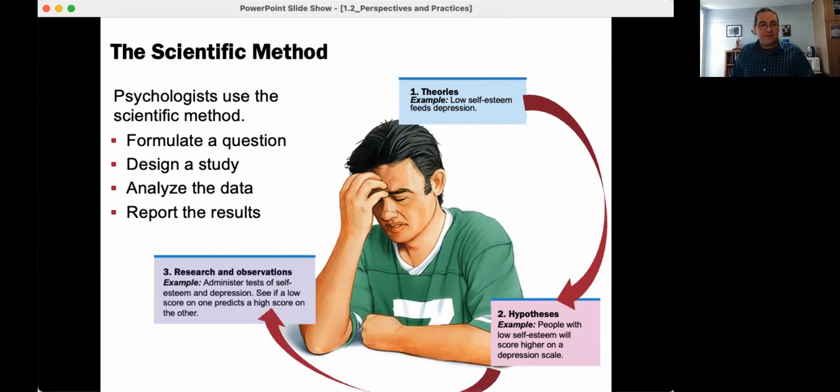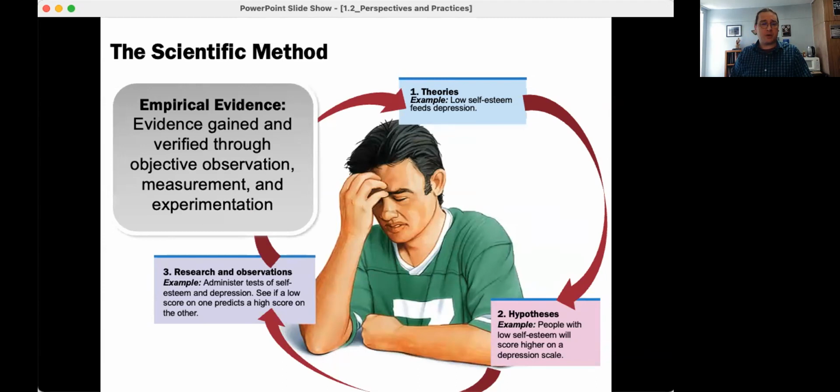Okay. Then after our hypothesis is developed, we research and we use observations, and we can do that through administering tests or surveys. We're going to look at evaluating self-esteem and depression and see if indeed one relates to the other through correlation. Based on that research and those observations, we can make other guesses as to fine-tuning that. For example, if we just did research within our community, we can break out of our small community and perhaps look at other communities to see if the same thing is also occurring. But this is really what's called empirical evidence, okay?